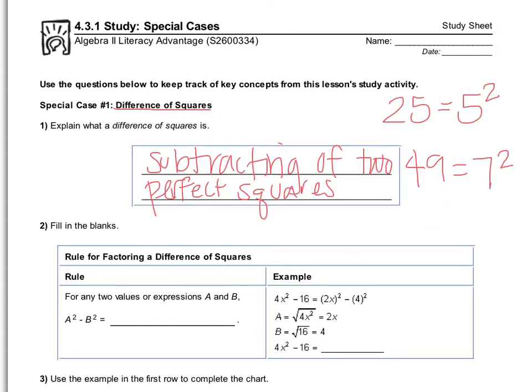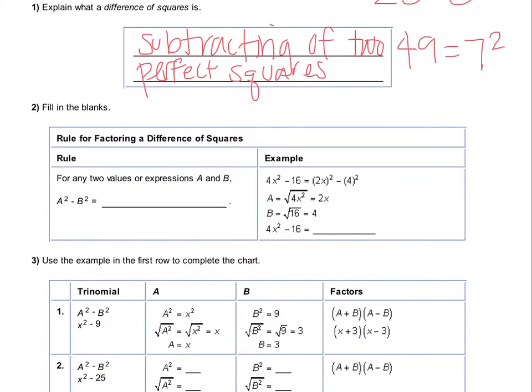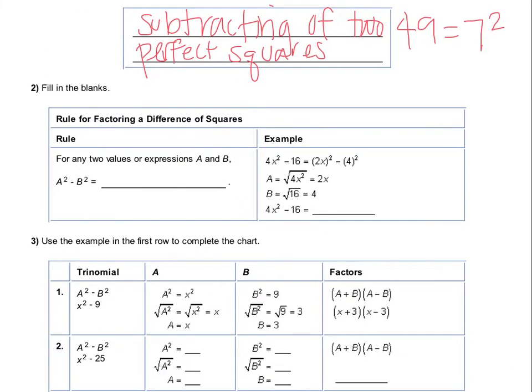The rule for these is actually really quite simple. It says for any two values or expressions a and b, a squared minus b squared. Notice this is a perfect square because a squared is the same thing as a times a, and b squared is the same thing as b times b. The most important thing is that there is a minus sign in the middle. When we factor this, it is simply a minus b times a plus b. That's really all it is.